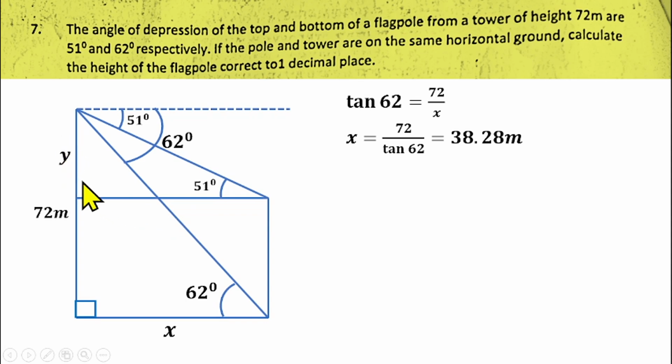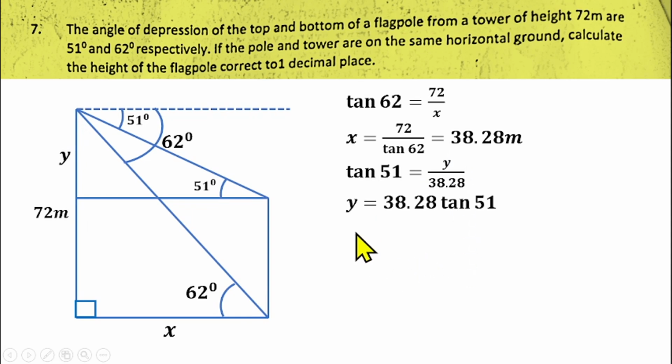So we can now also use trigonometric ratio using this right angle triangle here to find the value of Y, using opposite over adjacent as well, which will be tan 51 equals Y over this side, which is 38.28. You can cross multiply from there also. You'll be having Y equals 38.28 times tan 51. With your calculator, that will give us 47.28 meters. So that means from here to here is 47.28 meters.